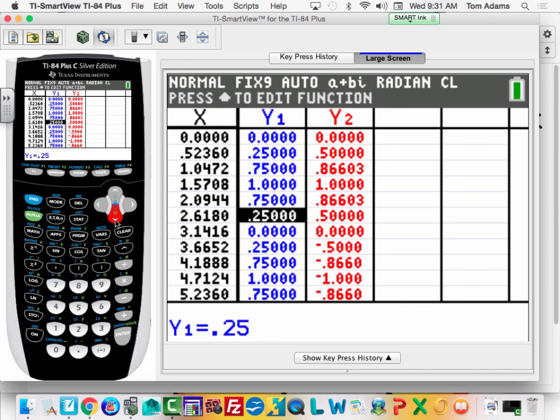When do we get 0 again? 3.14. What do you think that is? That's pi, isn't it? Yeah. So what would you say the period is? Pi.